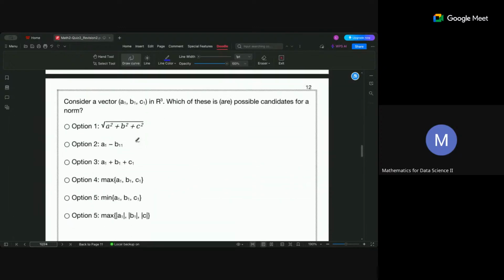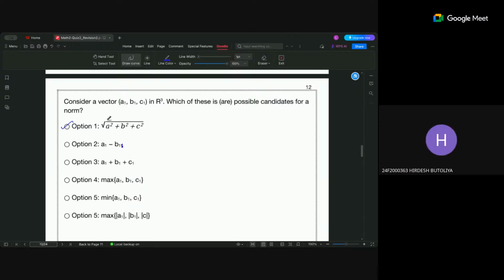Okay. Fine. So consider a vector a1, b1, c1. Which of these are possible candidates for a norm? Option 1. Option 1 and 5, ma'am. Option 1 and 5. Okay. Why? What about the other last option, max of mod A, B, C? First of all, option 1, you have to verify everything. You can verify that it is correct. What about option 2? Why is it not correct? It has no meaning, ma'am.